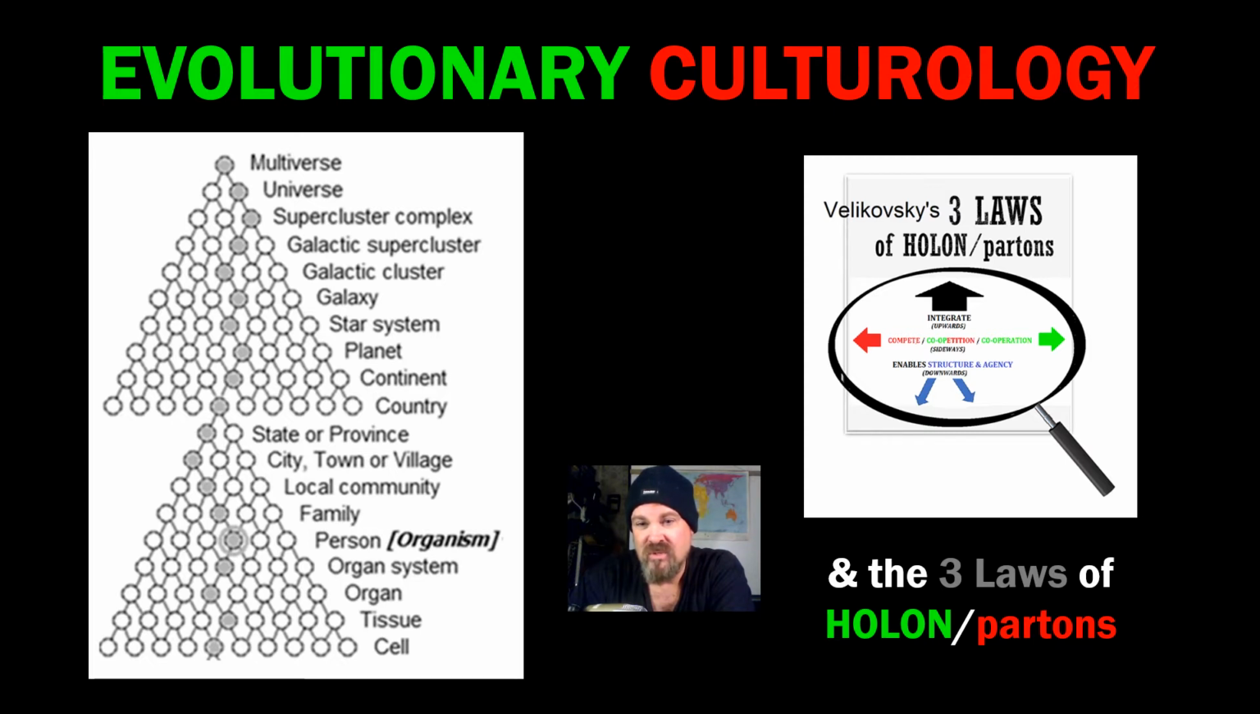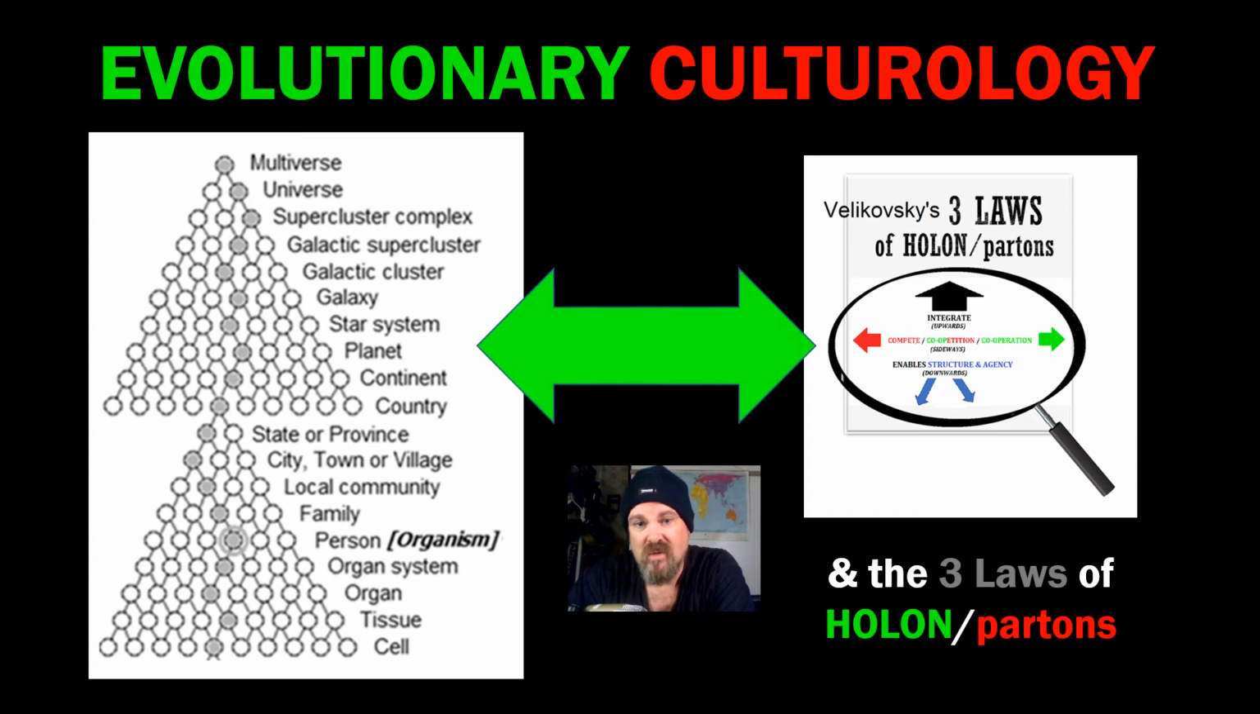So you look for units that execute those three laws all at once. They integrate upward into the larger unit above on scale sizes. They cooperate and compete, or do co-opetition, with units on the same scale size level, and they enable agency and structure for the units on the level below which are inside them, or if you want to call it, command and control. So these things are all hold-on partons. We see their different units and levels.